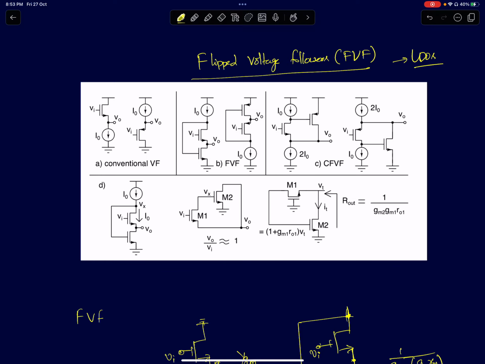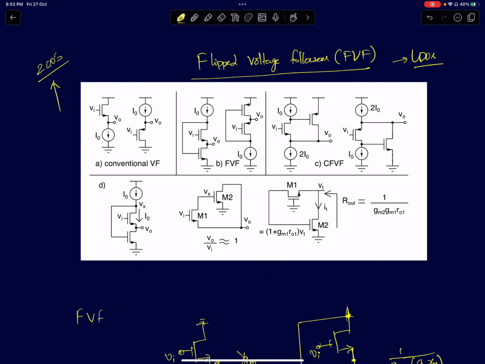The term flipped voltage followers was coined in the mid 2000s. I think there was a paper in 2005. That's when we started using the word popularly in literature. And after that, they have found applications in LDOs. They have found applications in low voltage differential amplifiers.